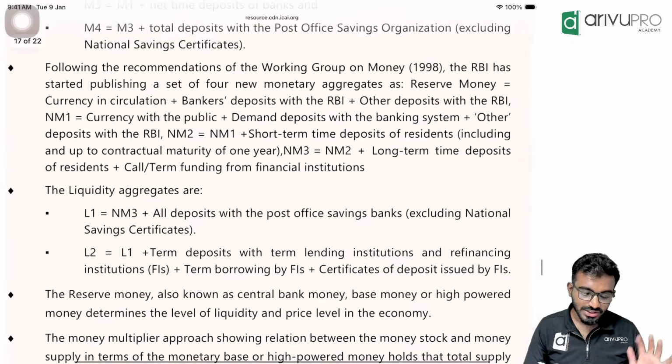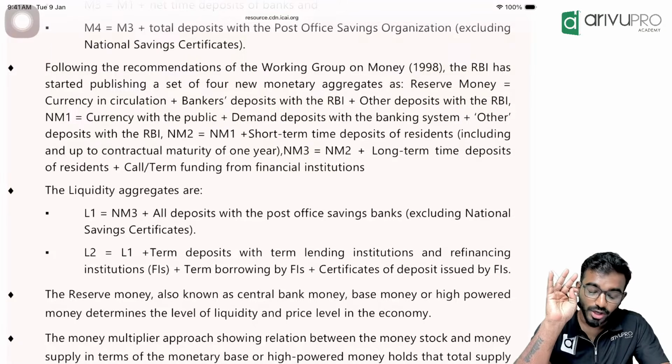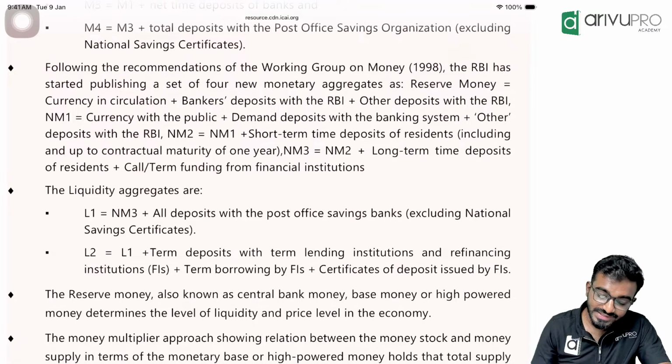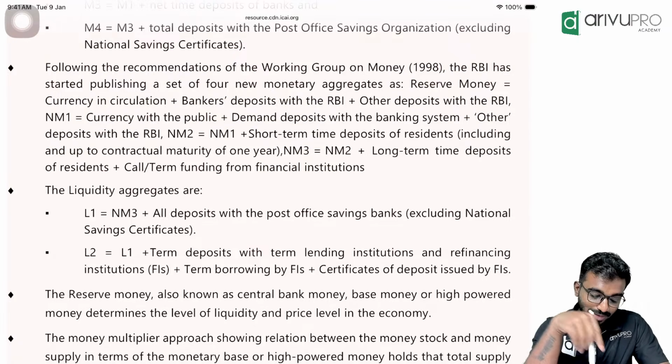Following are the recommendations of the Working Group on Money, 1998. The RBI has started publishing a set of 4 new monetary aggregates. First and foremost, reserve money. That is M1, only the second component changes here: currency notes in circulation plus bank deposits with RBI. Clear? Instead of the CASA deposit part, it is bank deposits with RBI and other deposits, same to same.